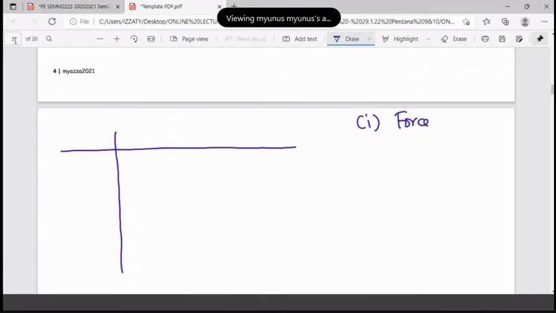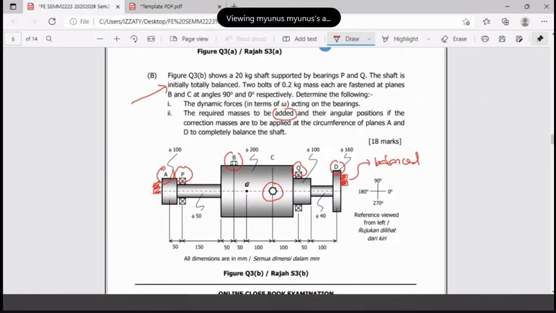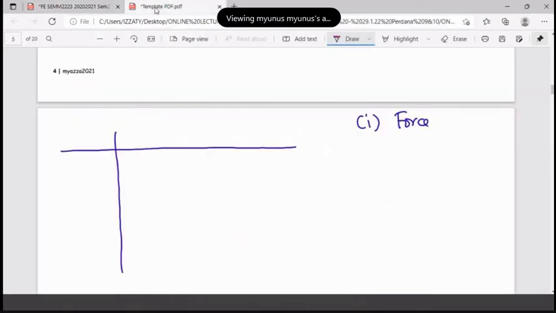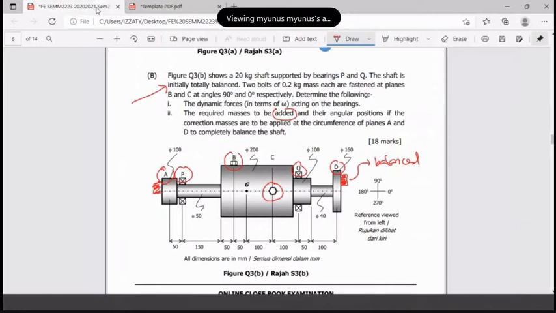So your concern will be a plane PQ, BC. So PQ, BC. Put P there, then you meet C, B, then you meet C, then you meet Q. This is one plane, isn't it? P, B, C, Q.